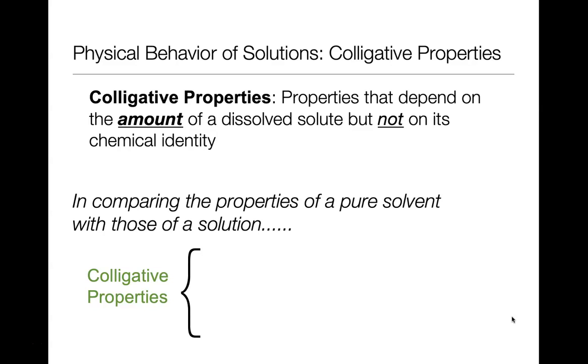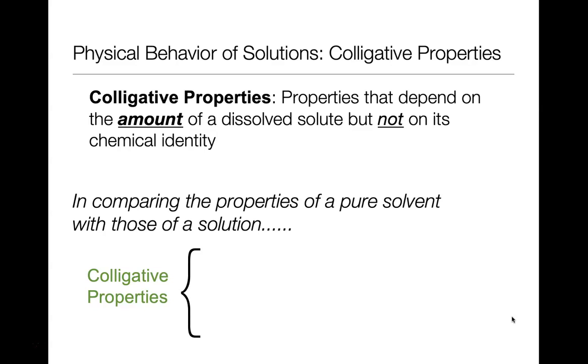So we'll be talking about colligative properties, right? These are properties of a solution that depend on the amount of dissolved solute, but not at all on its chemical identity. This means if I had a 1 molar solution of glucose dissolved in water and a 1 molar solution of ethanol also in water, they would have the same properties despite ethanol and glucose being completely different compounds.